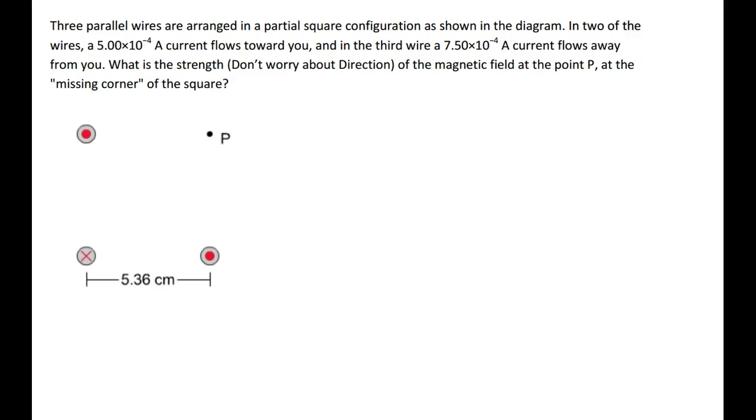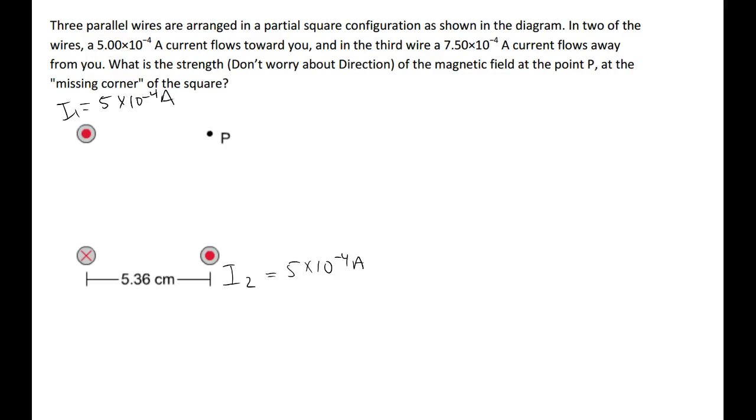The next question says that we have 3 parallel wires arranged in a partial square configuration as shown in the diagram. In 2 of the wires, 5 times 10 to the negative 4th amp current flows towards you. So that would be this guy, I'm going to call that one I1, and this guy, I'll call I2. Those are both 5 times 10 to the negative 4th amps. So go ahead and write that in just to help us out.